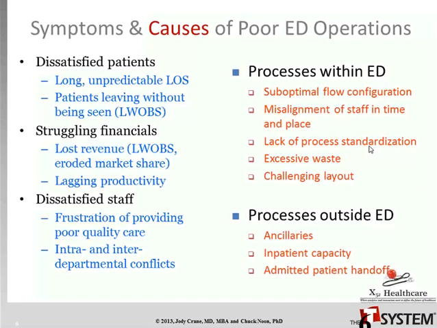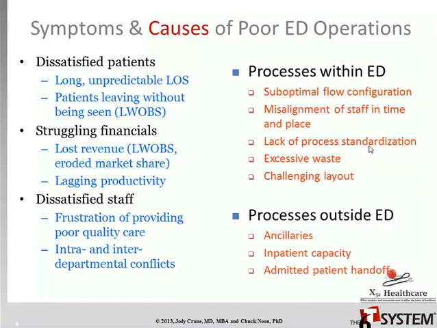The obvious one would be ancillaries. If you've got unreliable or long turnaround times for X-ray or CT or lab work, for example, that very much affects how promptly you can move patients through the ER.